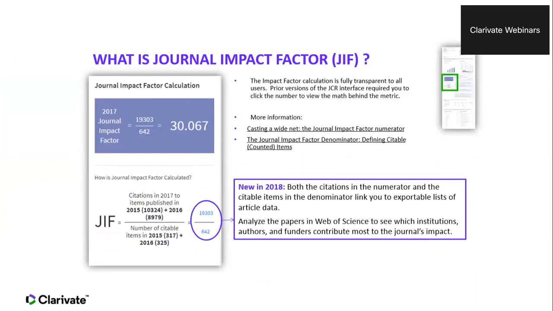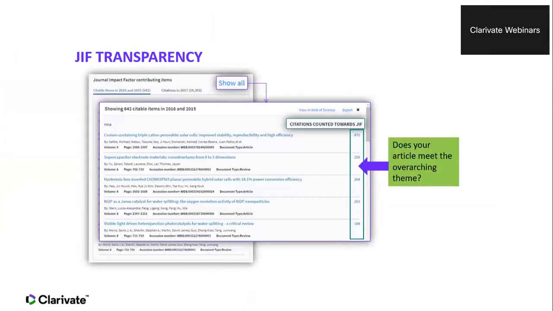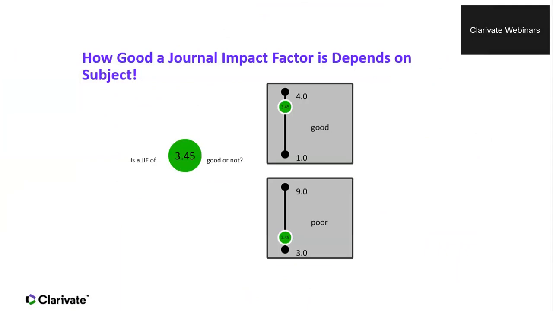Look at journal impact factor. Journal impact factor is a citation metric. It tells you the impact of your publications in a particular journal. Now, there is a certain note that must be taken. How good a journal impact factor is depends on the subject. Is a journal impact factor of, let's say, 3.45 good or not? You cannot make the decision until you try to understand what the median citation rate is in a particular journal field.